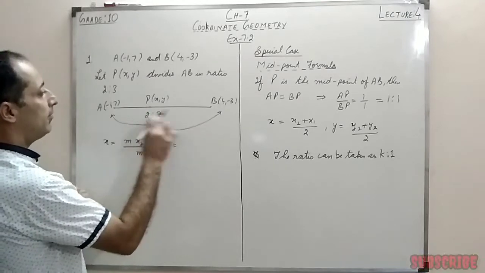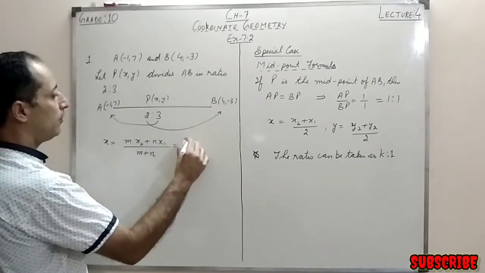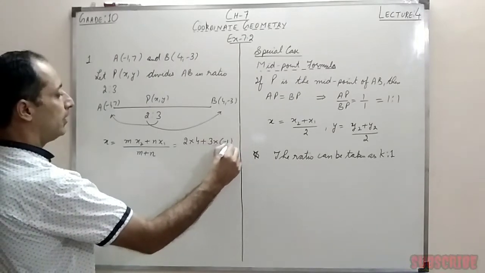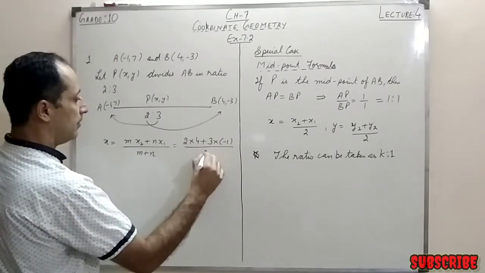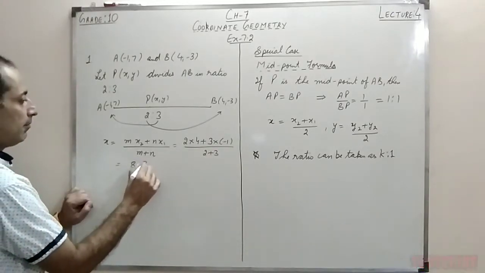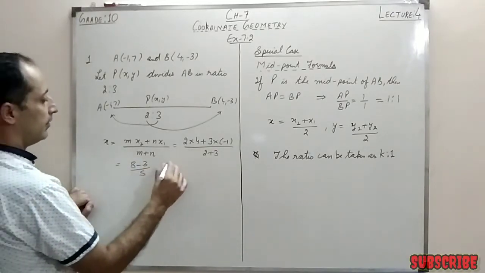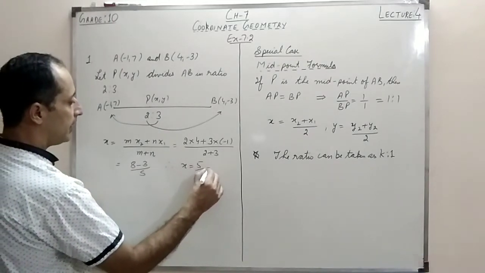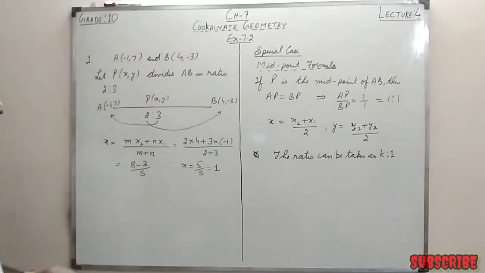So I multiply m this side. So this is 2 into 4 plus 3 into -1 upon 2 plus 3. So this is (8 - 3) upon 5. Therefore, x equals 5 by 5. It means that is 1.